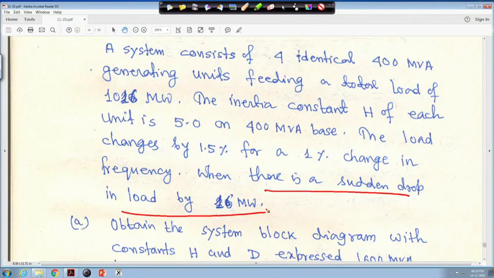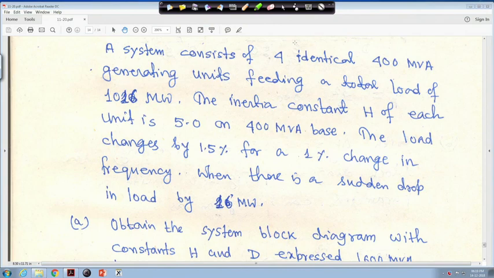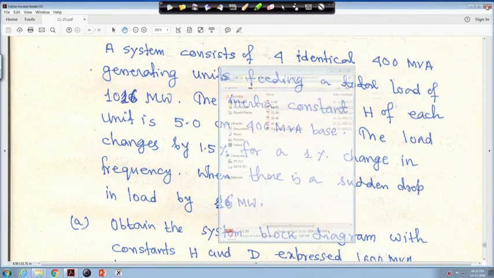Okay. So, this problem we have seen in the previous lecture, that there is a sudden drop in load by 16 megawatt. So, already we have solved this problem, but load drop means that speed will increase, that is frequency will increase, right. So, I will go to the next page. This already we have solved.